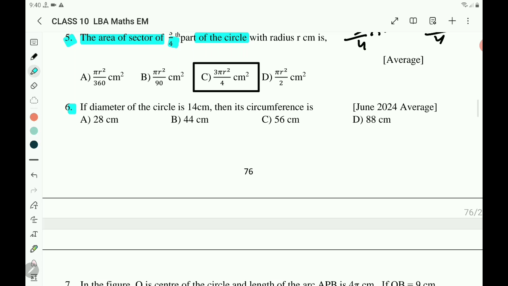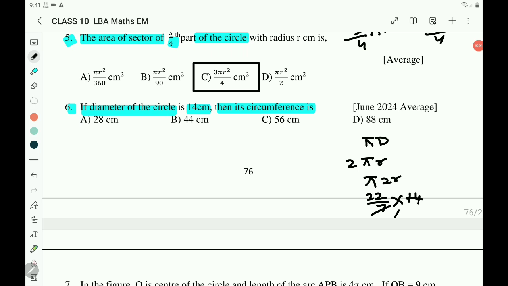Then you take sixth question. If diameter of the circle is 14 cm, then its circumference is. Diameter means 2r. Or directly you can use the formula pi into d. Perimeter or circumference is equals to pi into d, or pi into 2r, 2 pi r is nothing but pi into 2r. Then pi means 22/7 into 2r. Diameter means 2r. 2r means what? 14.